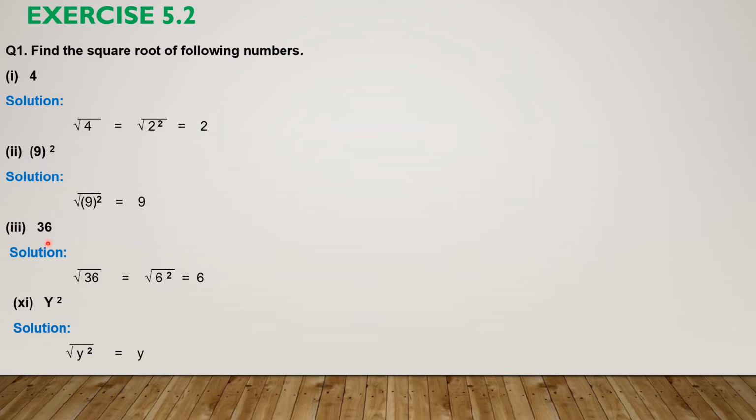Part number 3 is 36. Now first of all we will write 36 in the form of square. Now students, I have told you in the previous classes to learn squares from 1 till 20. You must learn 1 square is equal to 1, 2 square is equal to 4, 3 square is equal to 9, and similarly up to 20 square is equal to 400, so that it will be easy to do these questions. So 36 is the square of 6. So we can write 36 as 6 square. In next step, square will be cancelled out with square root and the answer is 6.